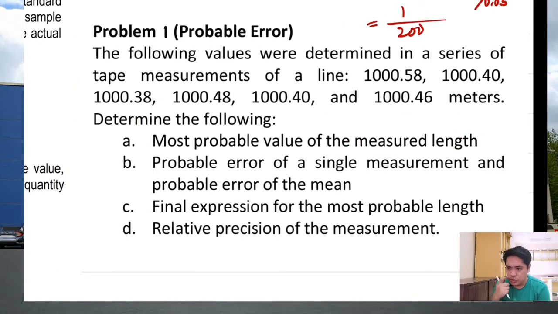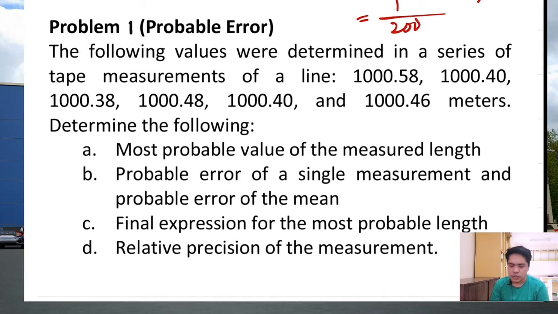Now, let's proceed to this example. For problem 1, probable error. The following values were determined in a series of tape measurements of a line. So these are the measurements: 1000.58, 1000.40, 1000.38, 1000.48, 1000.40, and 1000.46 meters.